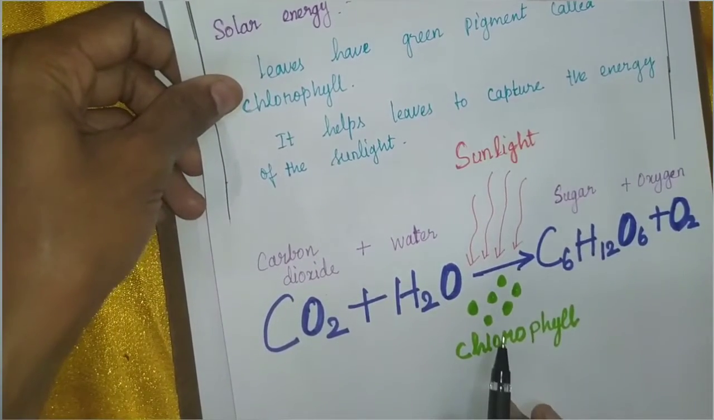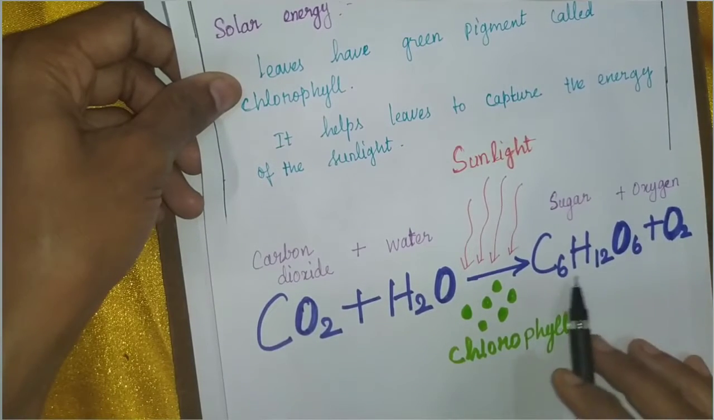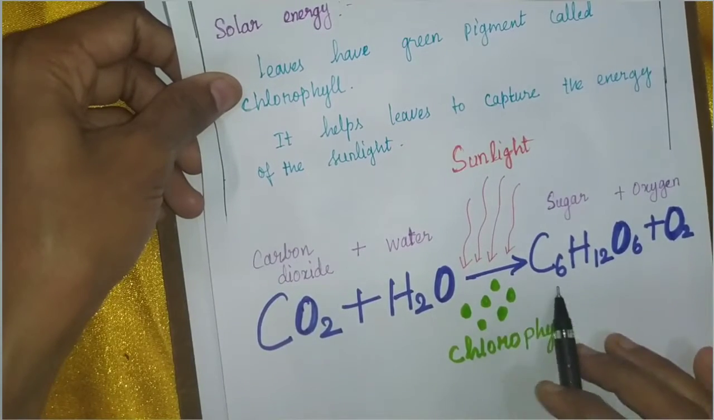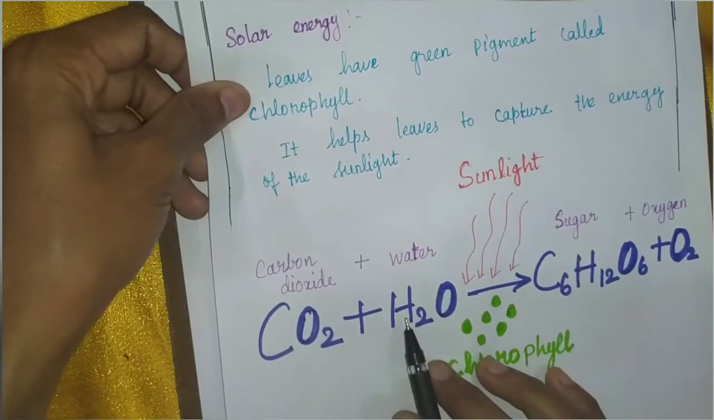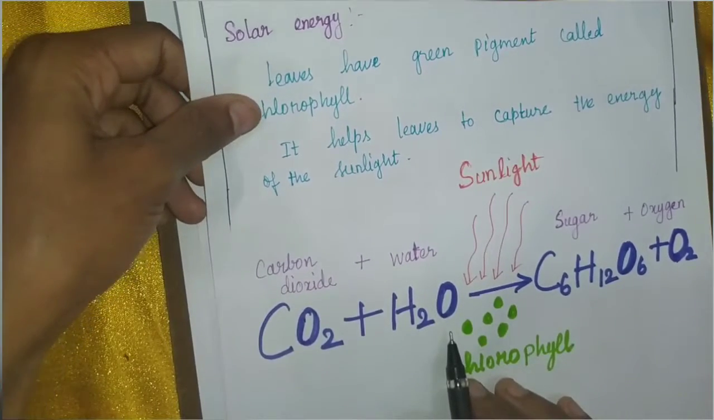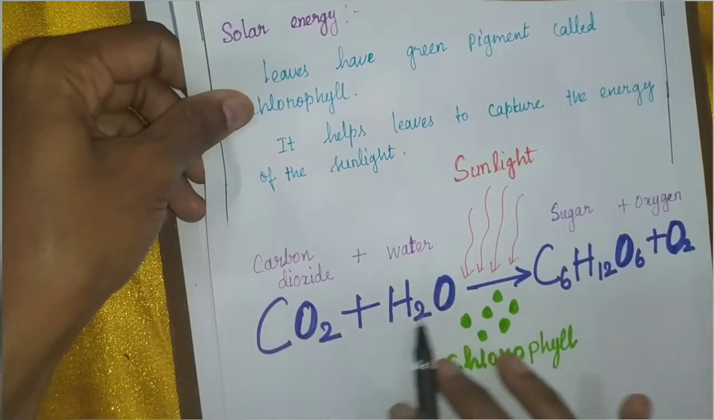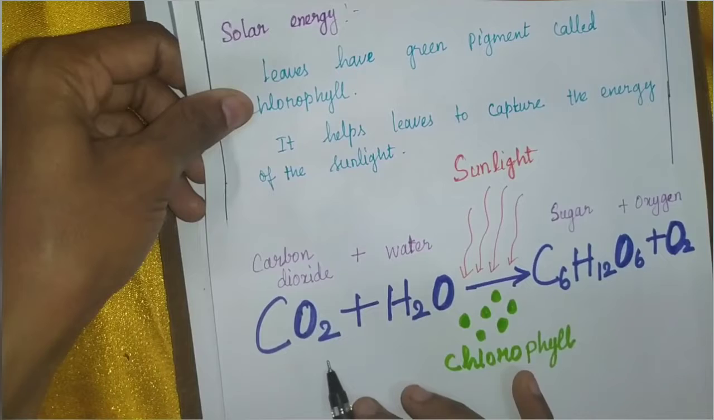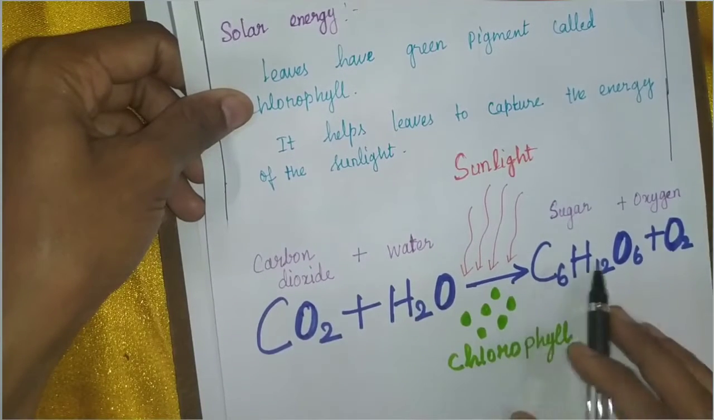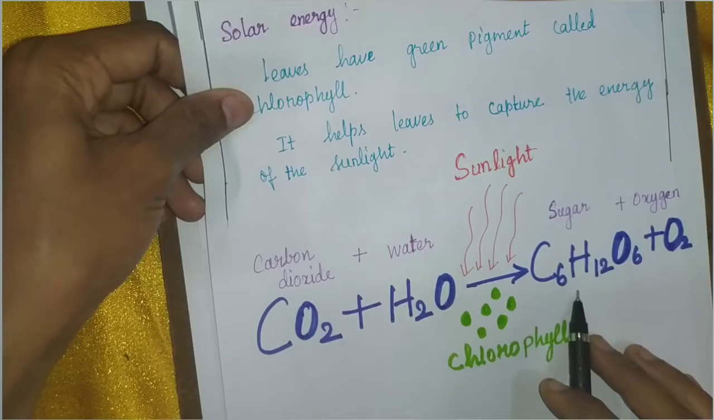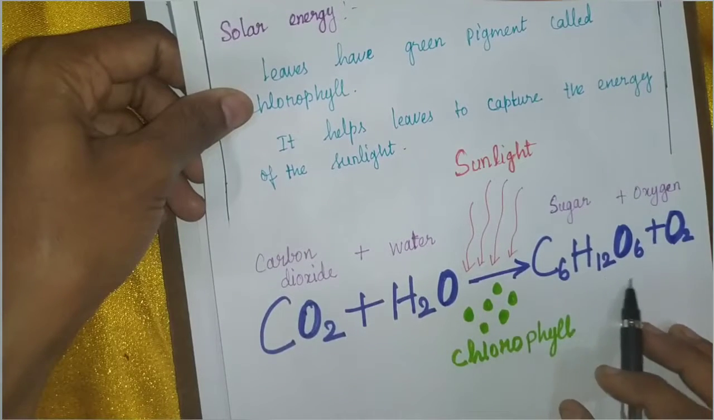And this is the chemical equation of the photosynthesis process: carbon dioxide, water, C6H12O6. This is the chemical formula of glucose, and oxygen is released, O2. In a chemical equation there are three parts. Before the arrow mark, the materials involved in the process are known as the reactants, and after the arrow mark, the materials we receive after the process are known as the products.